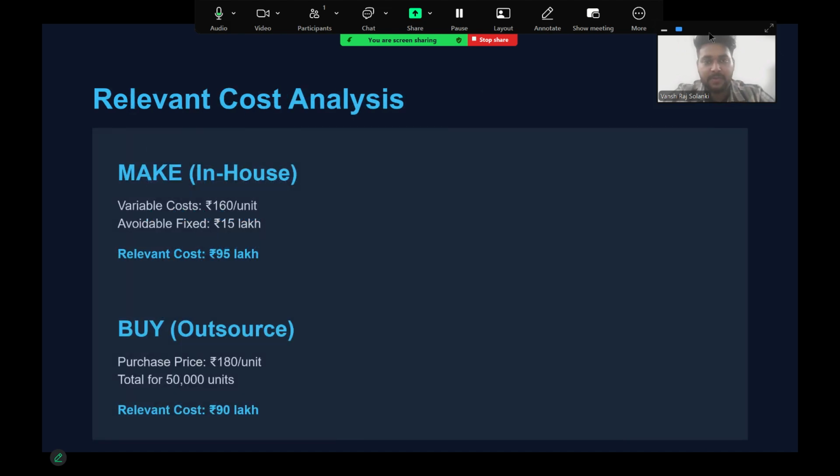So, relevant cost analysis. Make means in-house; we are making it ourselves. The variable cost is rupees 160 per unit, and avoidable fixed cost is rupees 15 lakh. So the relevant cost becomes 95 lakhs. If we outsource it, it will cost us rupees 180 per unit. Total is 50,000 units, so with simple math, we'll get that 90 lakh rupees will be the cost which we'll have to bear if we outsource.